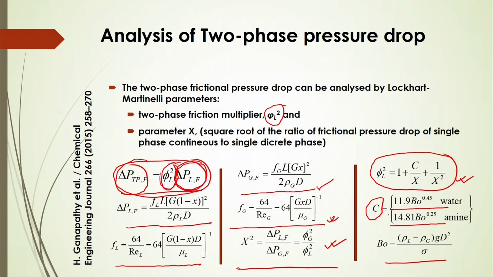And if you substitute this C for a particular operating condition in this equation, then you can calculate what would be the phi L square, that is the two phase friction multiplier. Once you know that two phase friction multiplier, if you multiply it by the single phase liquid friction factor, then you can have the total frictional pressure drop in the channel. So, based on this equation you can easily predict what should be the frictional two phase pressure drop in the channel at a particular operating condition.